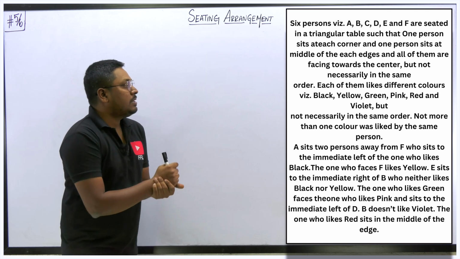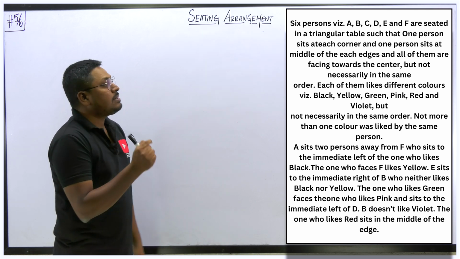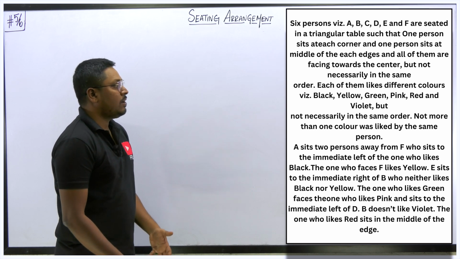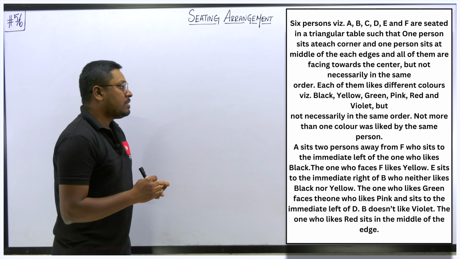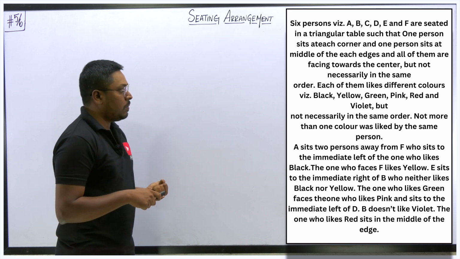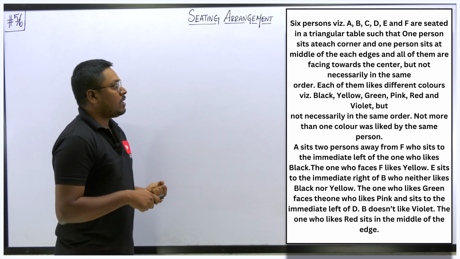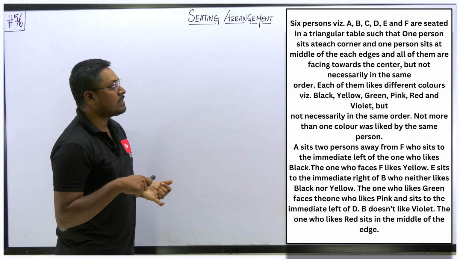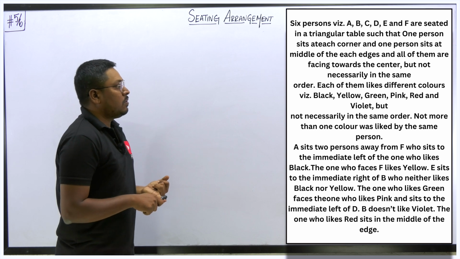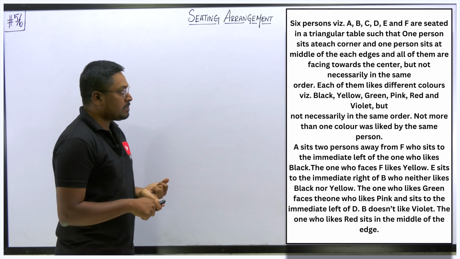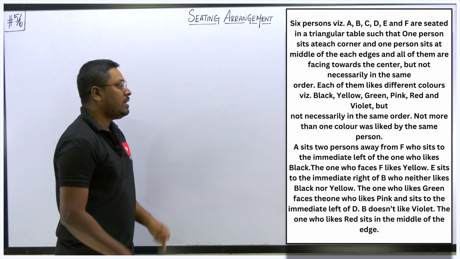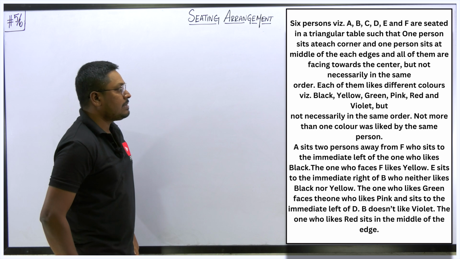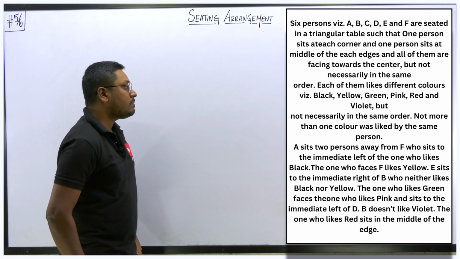So first point, A sits 2 persons away from F, who sits to the immediate left of the one who likes black. The one who faces F likes yellow. E sits to the immediate right of B, who neither likes black nor yellow. The one who likes green faces the one who likes pink, who sits to the immediate left of D. B does not like violet. The one who likes red sits in the middle of the edges. Okay.